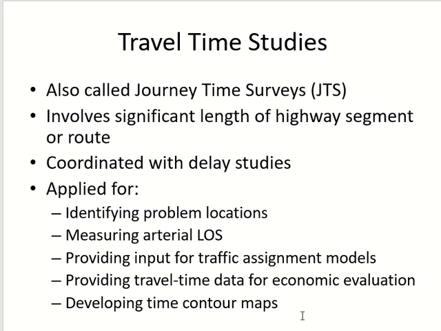Now travel time also has delay. As part of travel time studies, you can also observe delay. Now where can we use travel time studies? You can use travel time studies for identifying problem location. So if I say this segment is a problem location, I mean what? This segment has more delay. If a segment has more delay, this is a problem location, right?